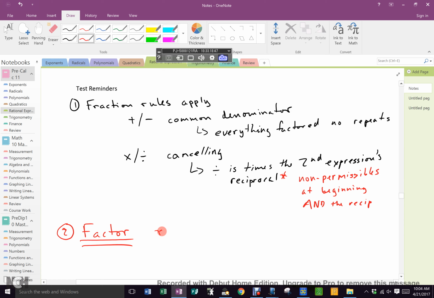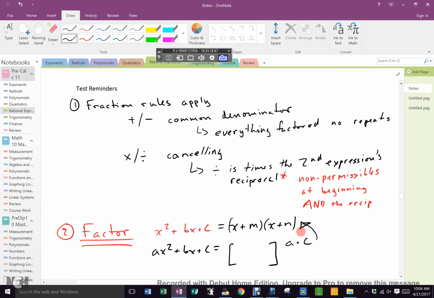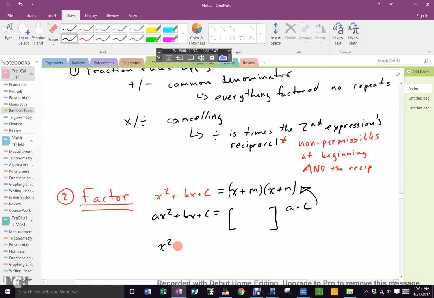You better remember how to factor x squared plus bx plus c, and that's going to be x plus m times x plus n. You're going to have different numbers there, no coefficient. You better remember how to factor ax squared plus bx plus c, when you have that coefficient there. That's either everybody else's box method or my method where you do a times c and then go back to that method, right?